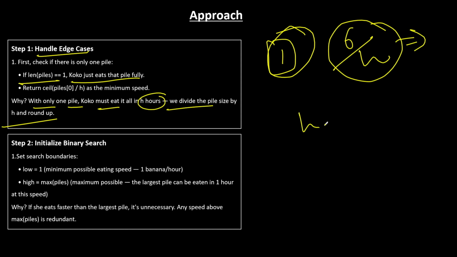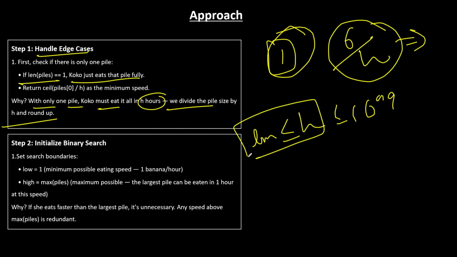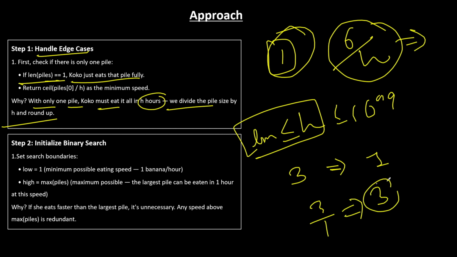Always remember, the h value will always be greater than or equal to the length of the piles and at most 10 to the power 9 as per the constraints, right? So at least the h value has to be equal to the length. Suppose the pile's length is 1, then h has to be 1, okay? And suppose the pile's value is 3. So 3 divided by 1 gives 3, okay? So they're going to eat 3 bananas per hour so that they could complete within the h hours, okay?